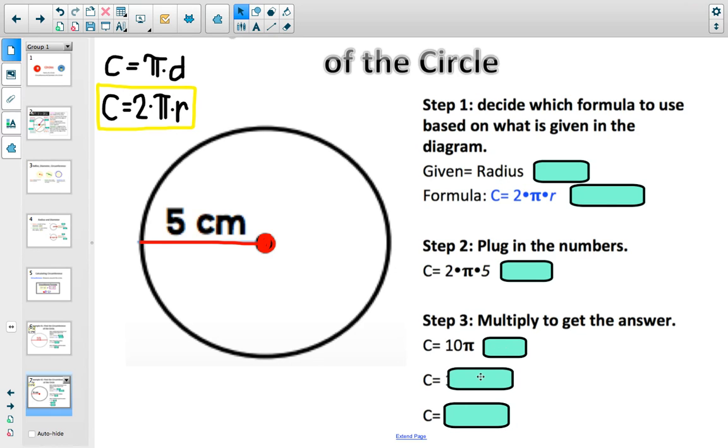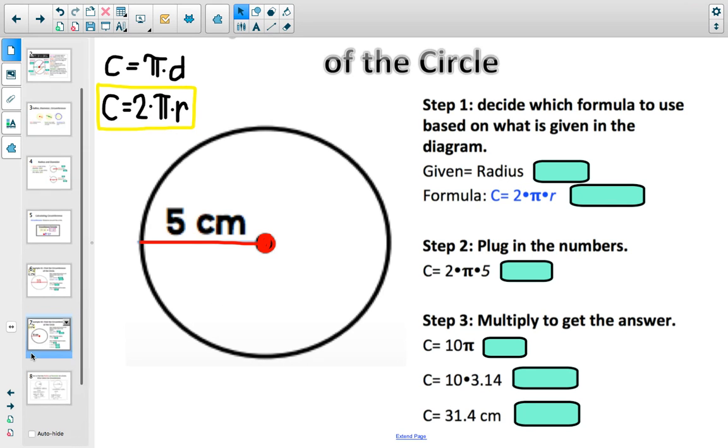Now, like we mentioned earlier, pi is 3.14. So now we're going to do 10 times 3.14. And when we plug that into our calculators, we get 10 times 3.14 is going to be 31.4. So that means that the circumference of this circle is 31.4 centimeters.